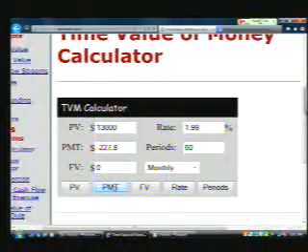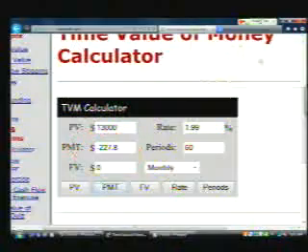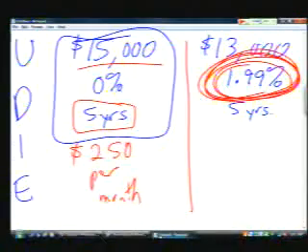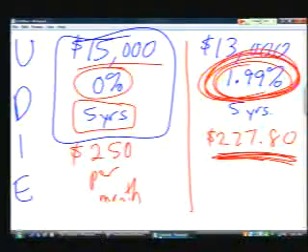The reason it says minus is because that's how much they're going to subtract out of your checking account every month. Okay, $227.80. The $227.80 is a better deal than taking the 0% for 5 years. Okay? So you must do the calculations.